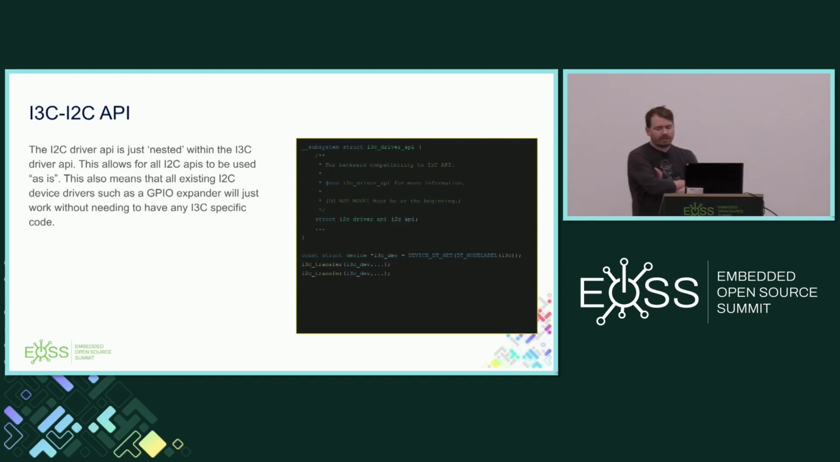So there is also backwards compatibility with I2C. There was a lot of debate on how to implement this, and it is kind of a little silly, but it's kind of the only way to get it to work: the I2C driver is just nested within the I3C driver API. This does allow for all existing I2C APIs to be used as is. So that means all the existing GPIO expanders, sensors, or external ADCs can be used as is with just an I3C device controller.